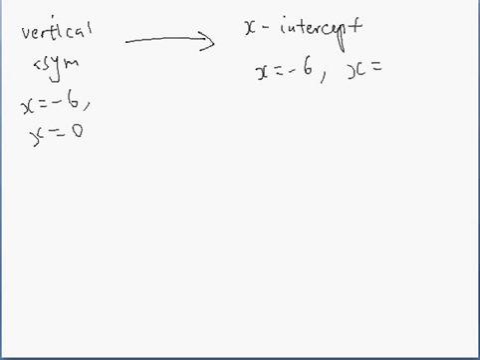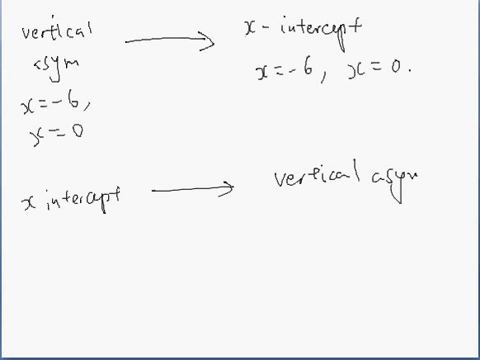Same thing, the x-intercept under the transformation will become a vertical asymptote. In the original graph, I have an x-intercept x equals 2. So now in the new graph, I will have a vertical asymptote x equals 2.